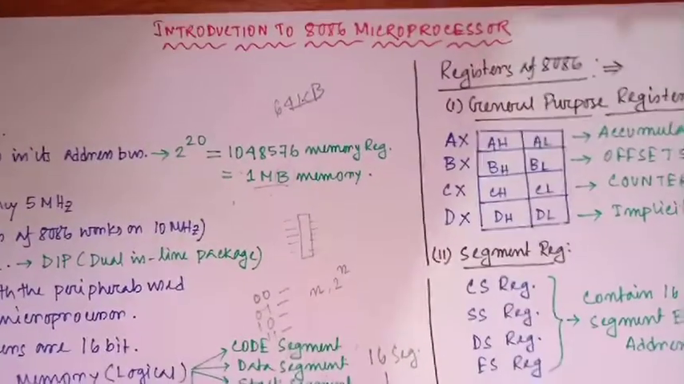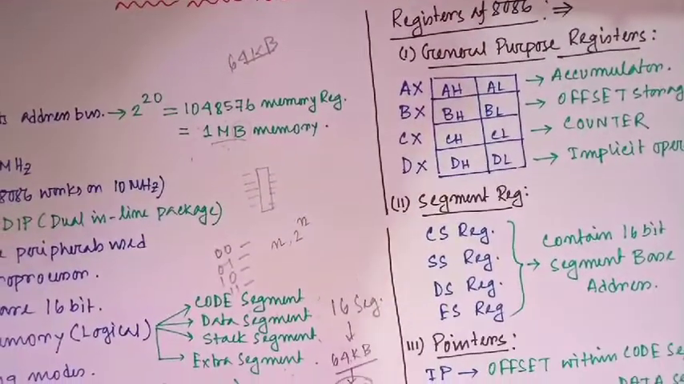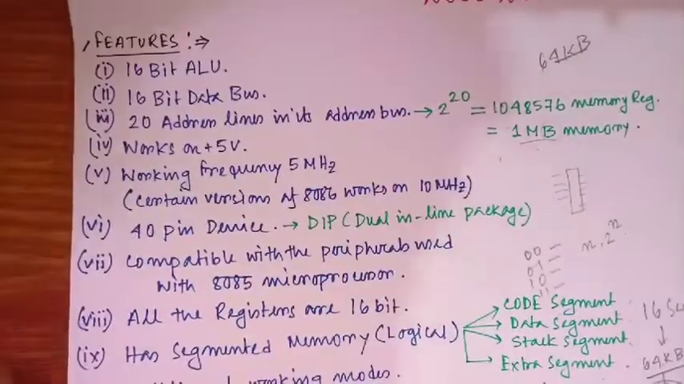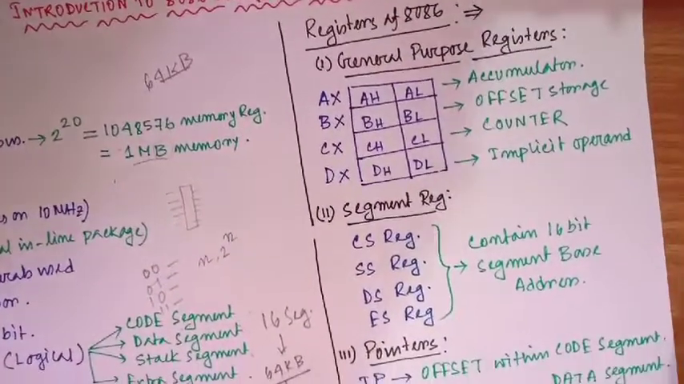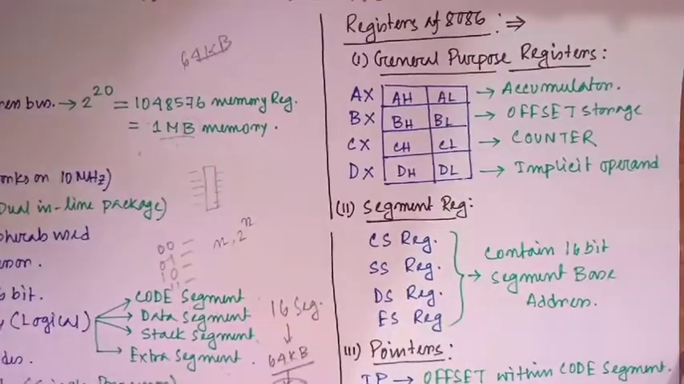And briefly, I will try to explain the registers of 8086 here. Already we know that all the registers of 8086 are 16-bit. So here different registers are there. We need to remember their names first, then I will explain their functions.